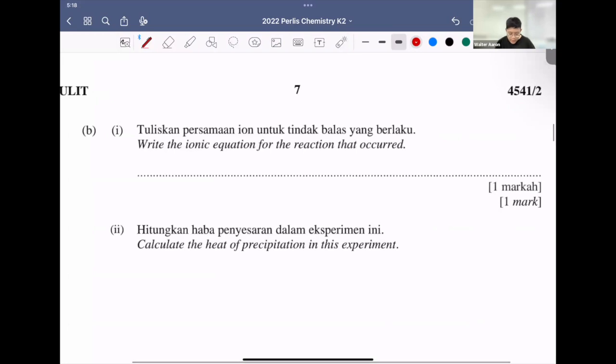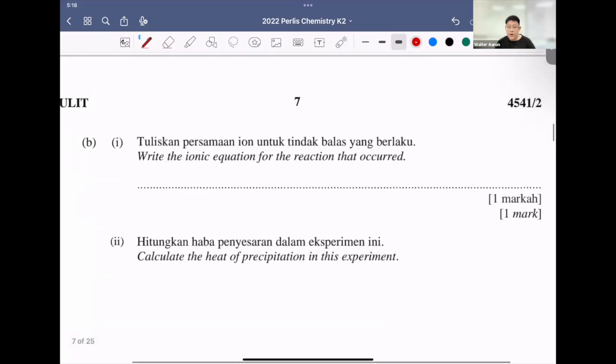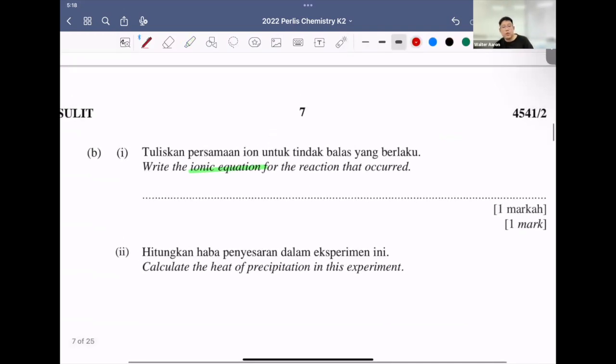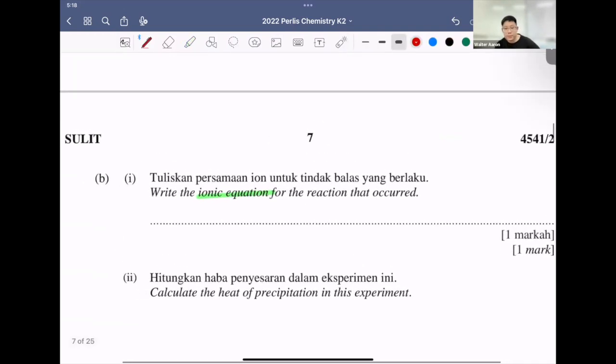All right, then I ask you to write an ionic equation to represent the reaction that occurred. So this is referring to the overall ionic equation. If we don't know how to write the overall ionic equation, then you have to write 2 separate half equations first. The first half equation is when magnesium dissolves into the solution, forming magnesium ion, and at the same time it releases the electron. Then after that, the electron will be accepted by copper, right? So copper 2 plus will accept the electrons to form copper atoms.